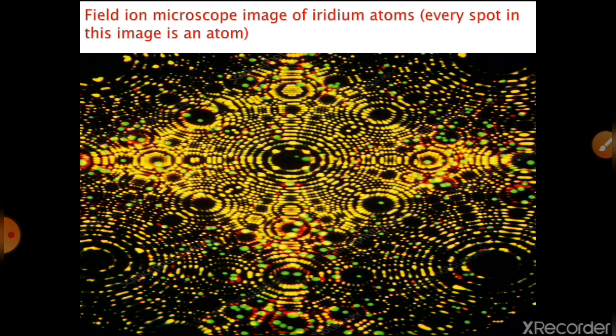Now this is an image of iridium atoms seen under a field ion microscope. Atoms are very tiny, that's why more modern instruments like the electron microscope, field ion microscope, and scanning tunneling microscope have the capacity to show enlarged images of the atom. A simple microscope or compound microscope cannot be used to see images of atoms because they do not have enough magnification power. So these special microscopes are used. In this image, every spot is an atom.